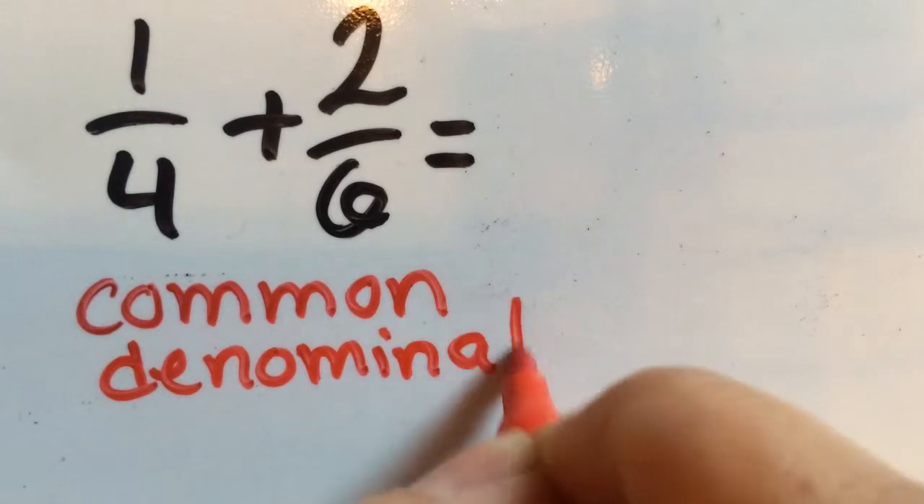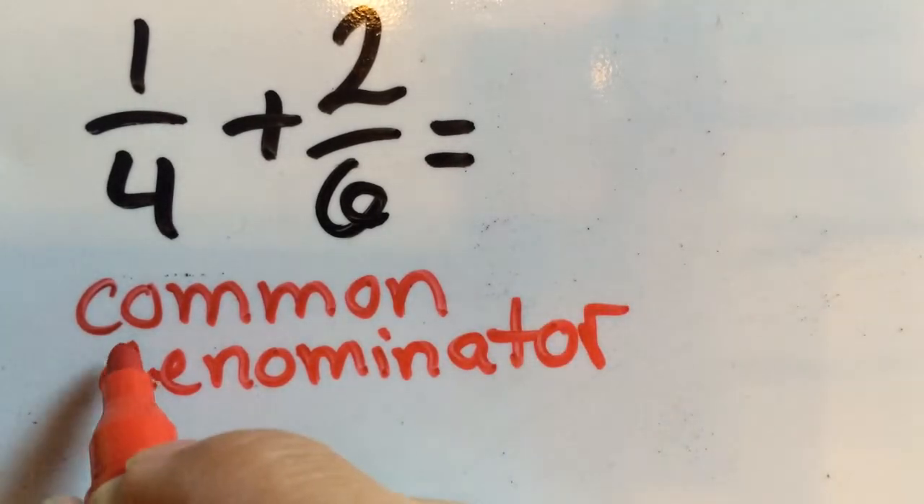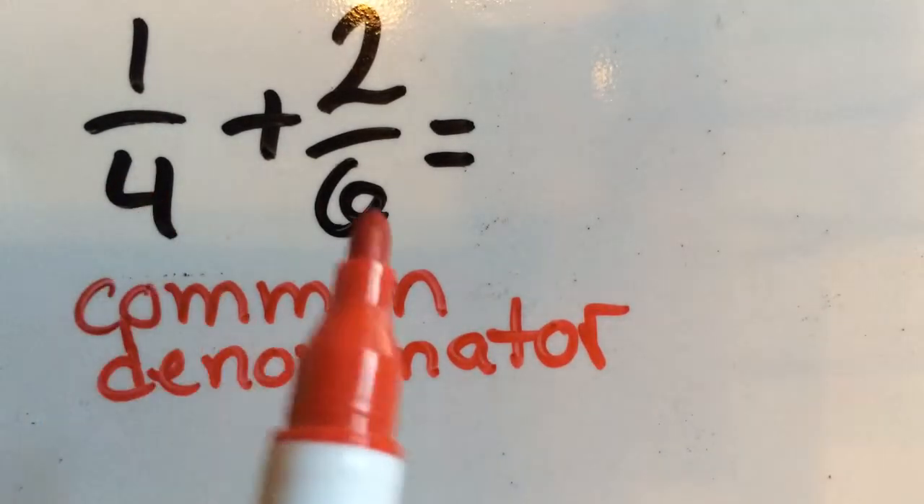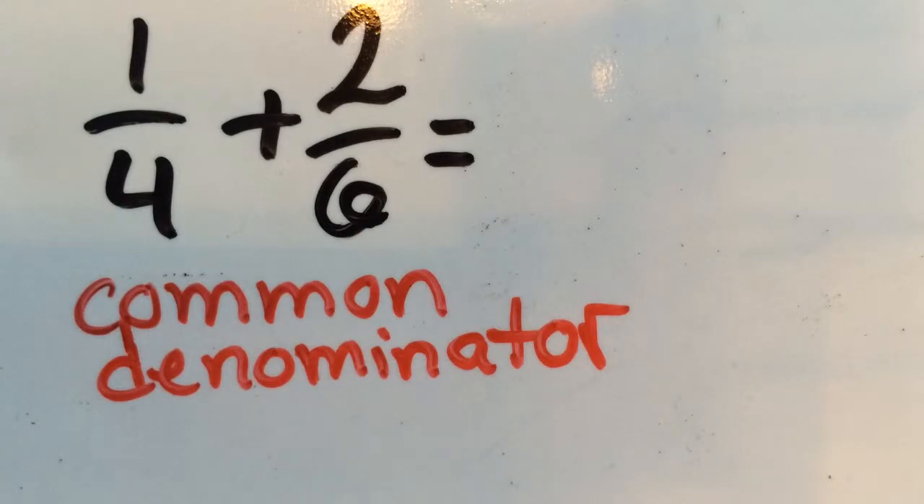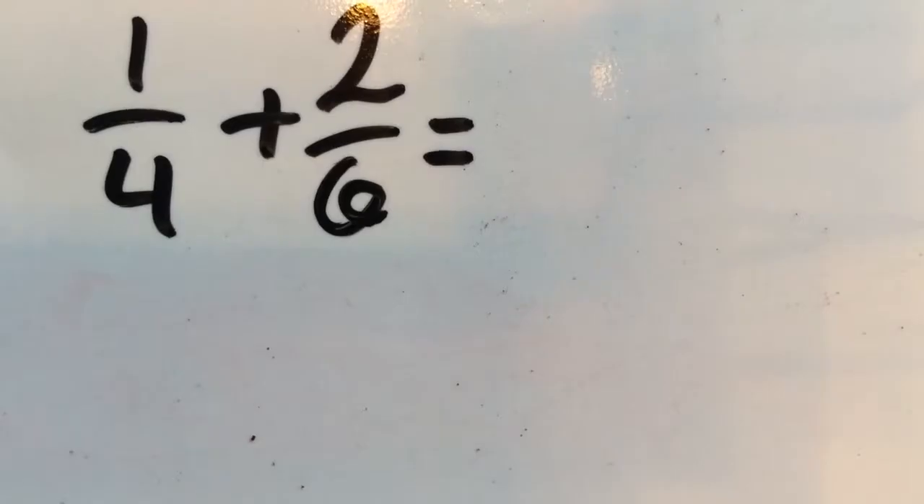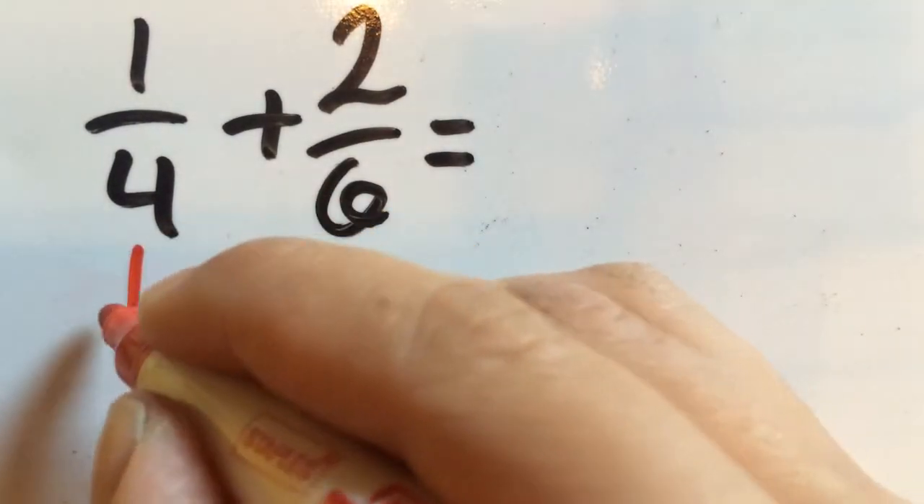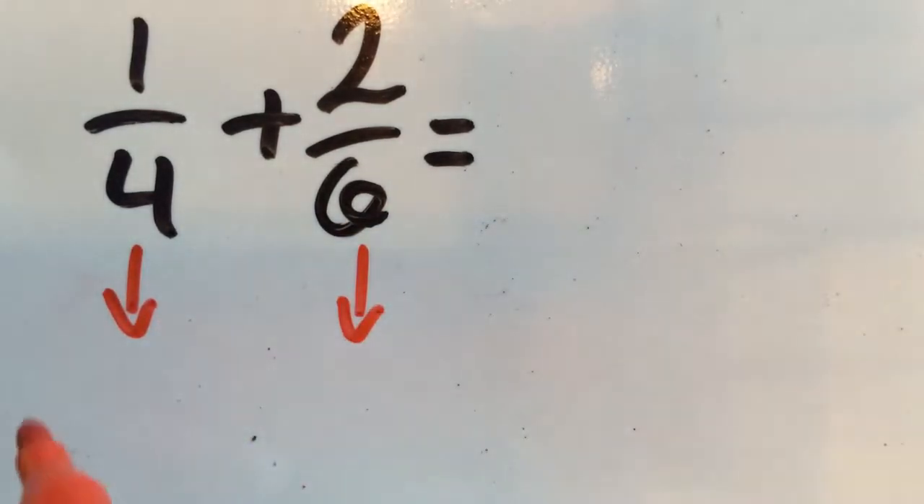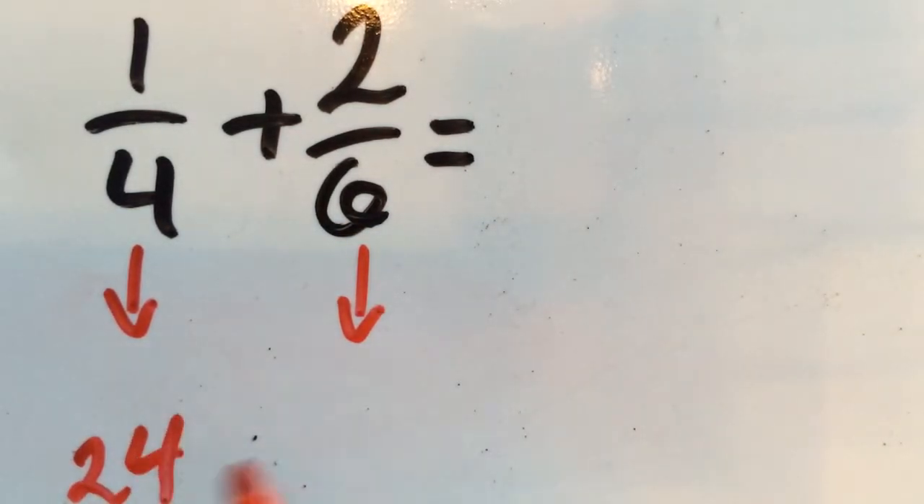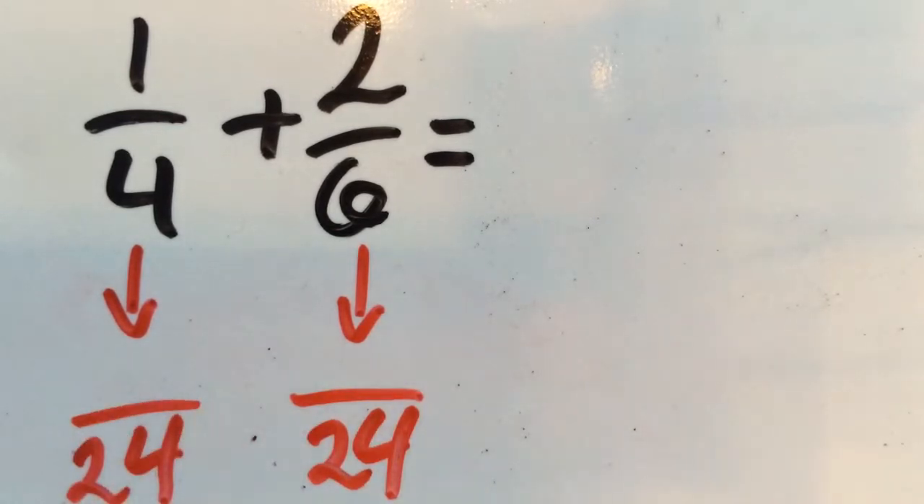What's a common denominator between 4 and 6? I know that 4 times 6 is 24, so let me start there. I already chose my denominator as 24, so now I need to change both fractions so that they each have a denominator of 24. Ask yourself, how do I get from 4 to 24?